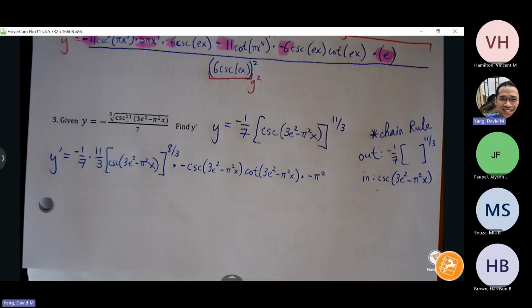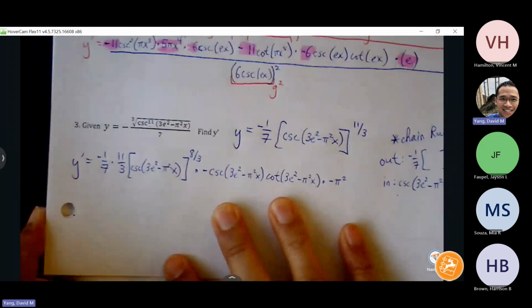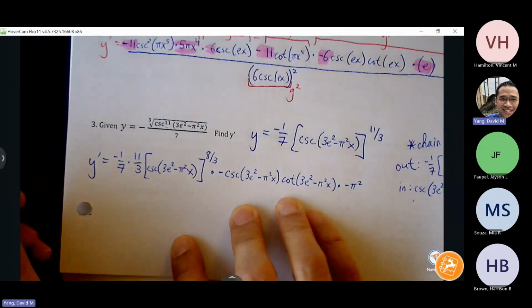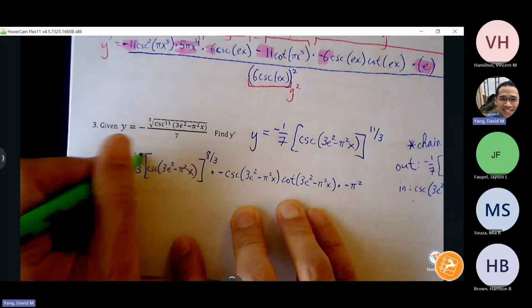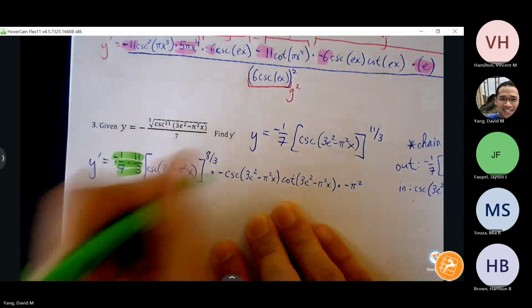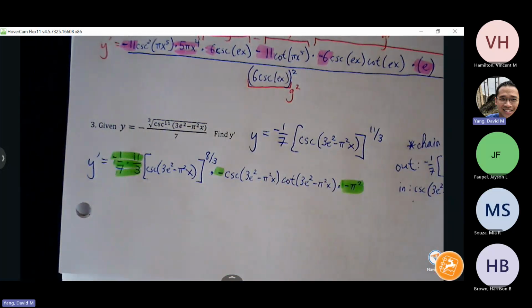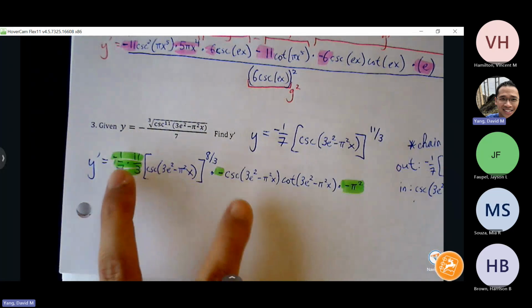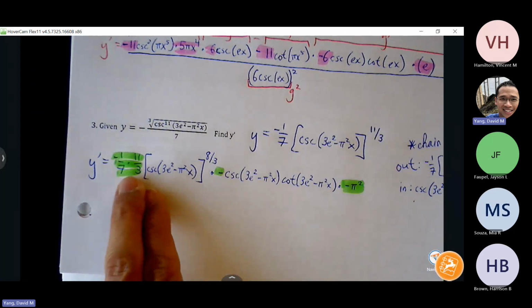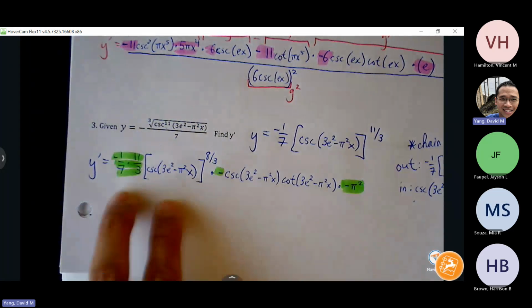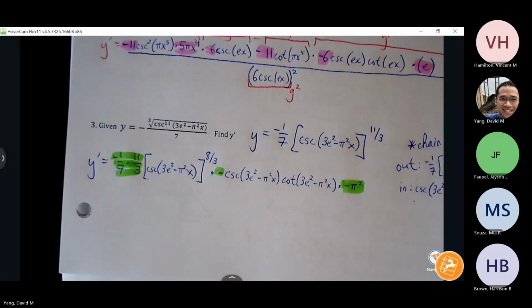Okay. Now, as far as the cleanup goes, we're just going to pull all the non-trig terms out in front. So we already have these in front. The negative we can pull in front. The negative pi squared we can pull in front. So the two negatives become positive. We get 11 pi squared over 21. And then we can just put all this after that.